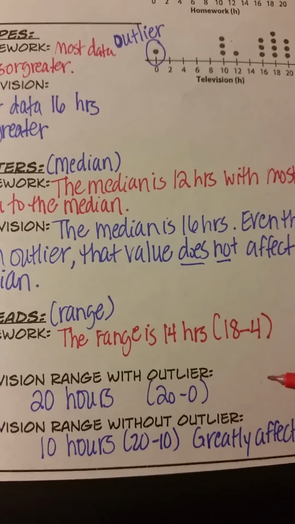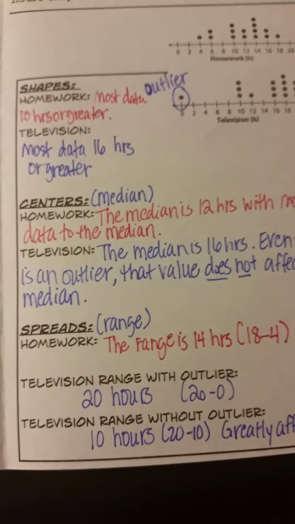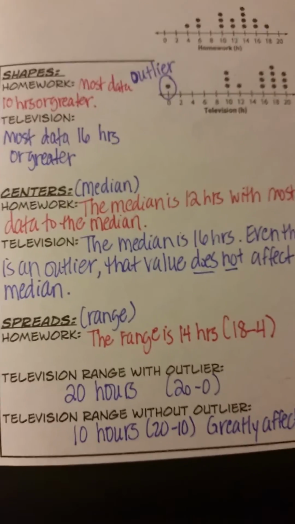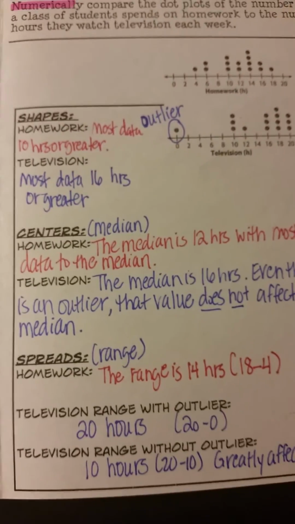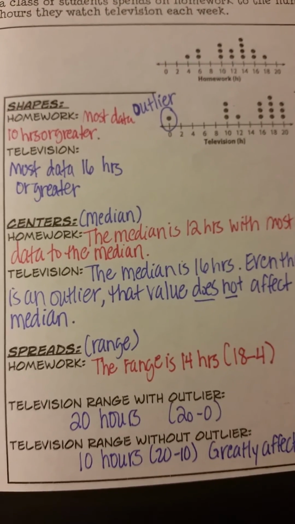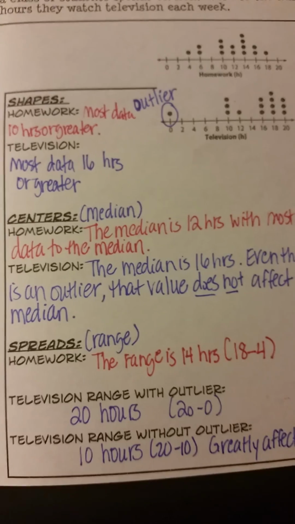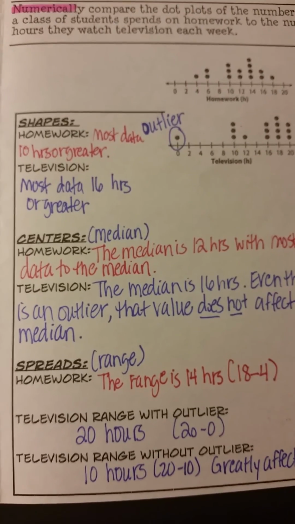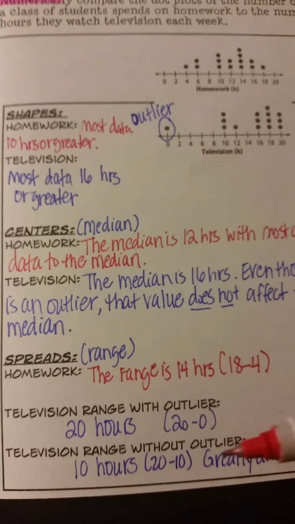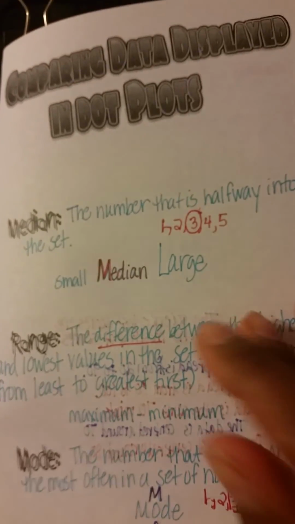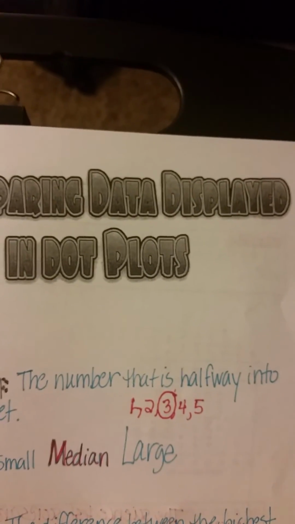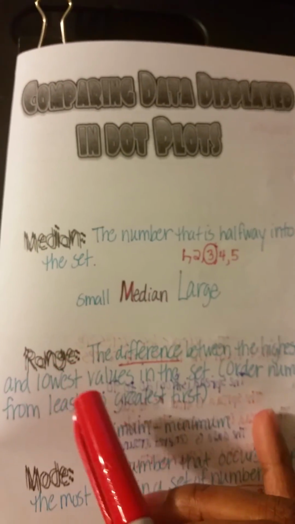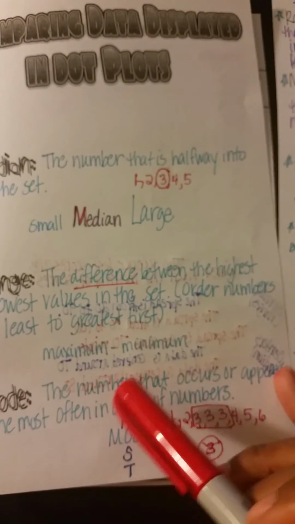Now I'm going to ask you a question here, and I want you to talk with your partner. Which of these measures, median, mode, range, does the outlier greatly affect, and which do you think it does not affect? Okay, so we just concluded comparing data displayed in dot plots. And remember, median is the middle number, range is the maximum minus the minimum, and mode is the one that occurs the most often.